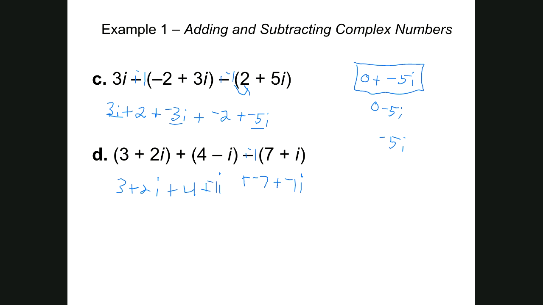So now I'm going to add the real numbers. So 3, 4, 7, -7, that's 0. I've got 2i, -1i, -1i. That's 0 too, also, isn't it? So I guess that this whole thing right here just simplifies down to 0. That's it.